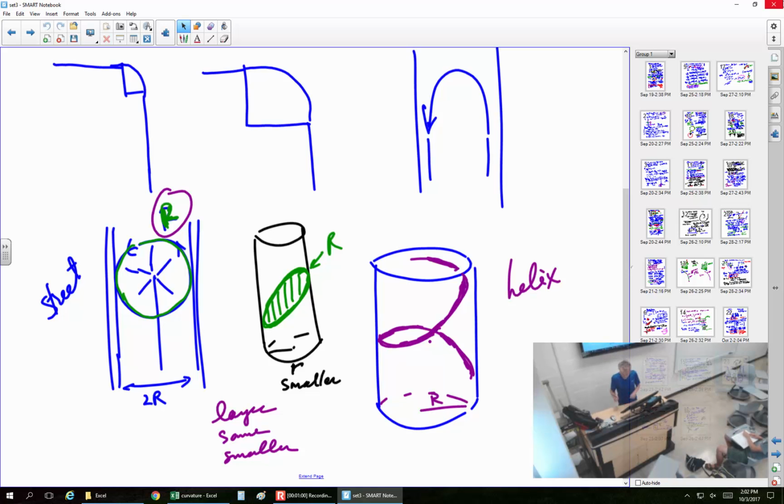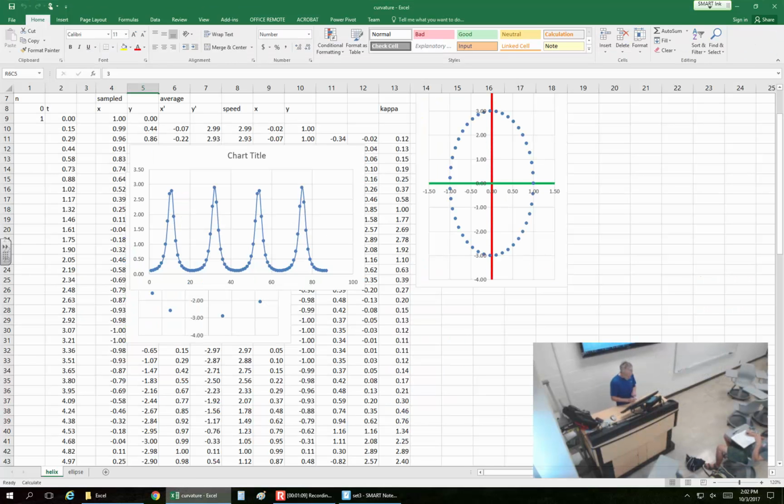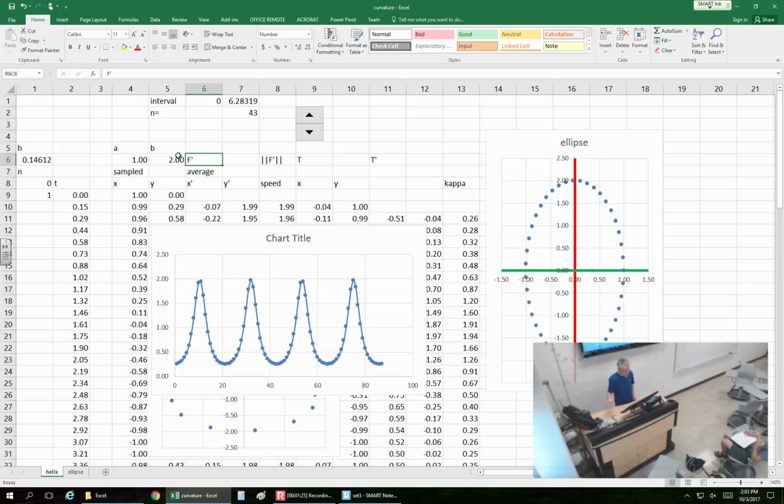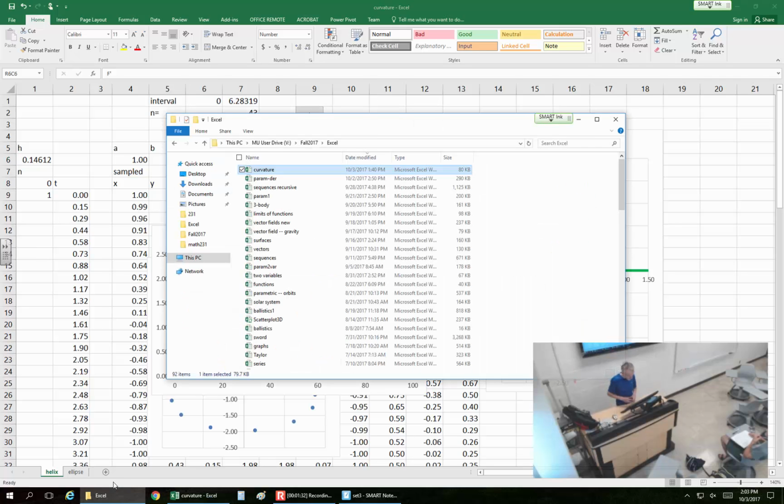So we want to demonstrate that, and we'll do the algebra later. Let's start with Excel. Okay, so this is a circle. Let's make it circle. One. So it's a circle. It's a two-dimensional curve, and let me see if I have it here.